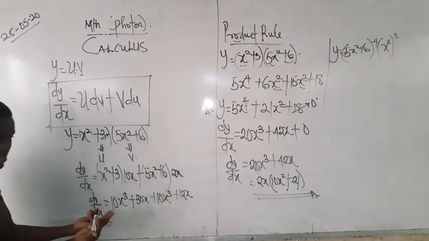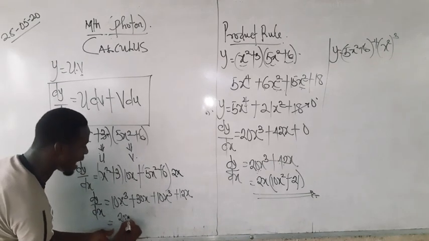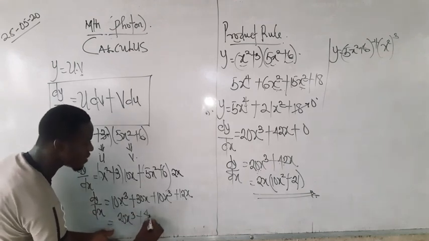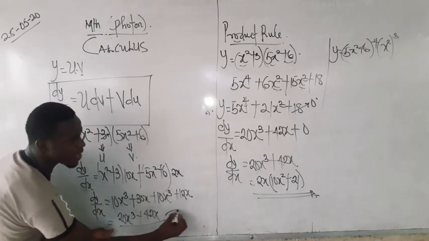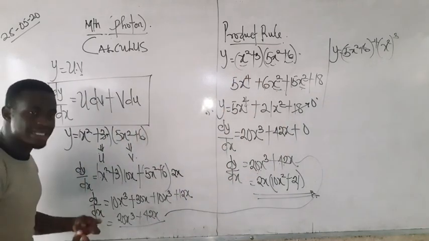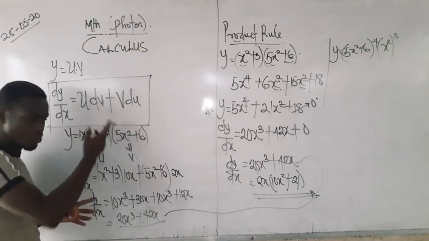Next we can gather like terms. 10x cubed plus 10x cubed is 20x cubed. Plus 30x plus 12x becomes 42x. Compare these two. Is it not the same thing? So which one do you think appropriately should fit for questions like this? The product rule. You can write.